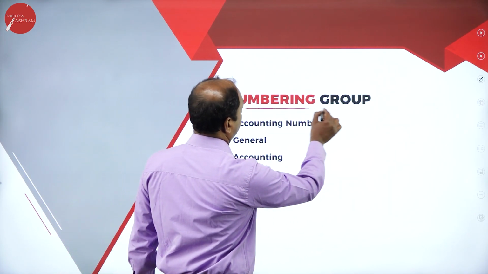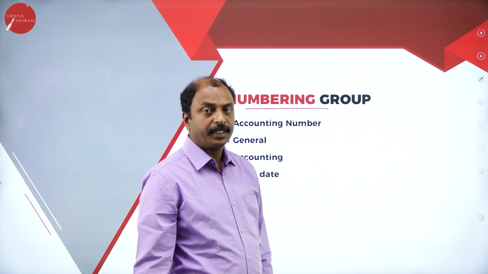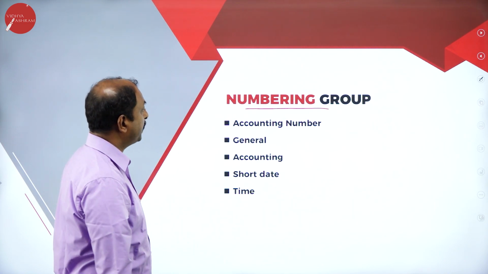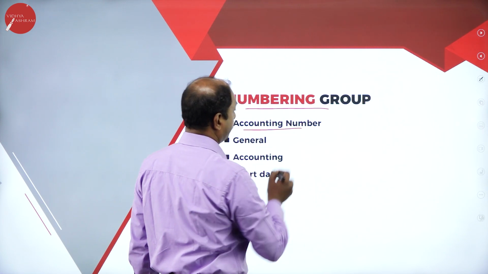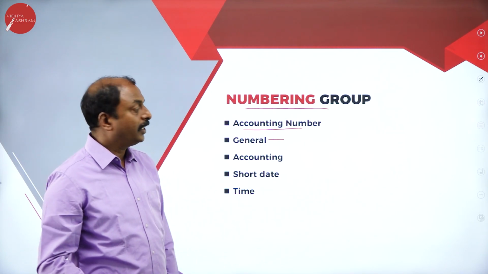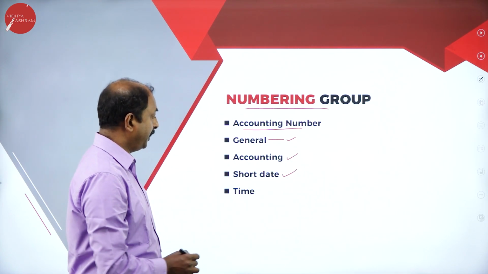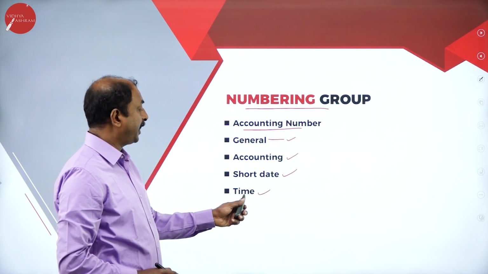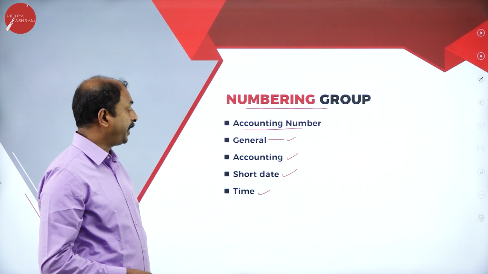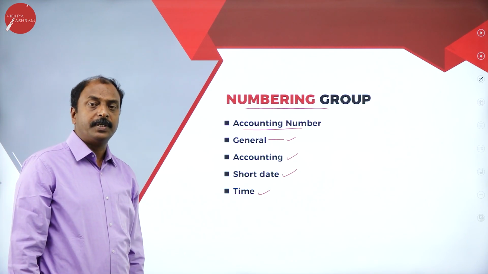Next we have the numbering group. So what is the numbering group? Here we have different options. The numbers that you enter in a cell of the spreadsheet software can be formatted, might be as accounting numbers or general numbers. With general numbers, either with decimals or without decimals, all these options are available here. Accounting and short date are also available, applicable for date and time. So it is possible to format the numbers as per our requirement. This is the numbering group, which is useful to format the numbers in a particular cell.